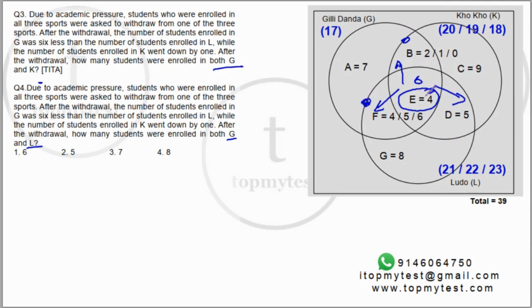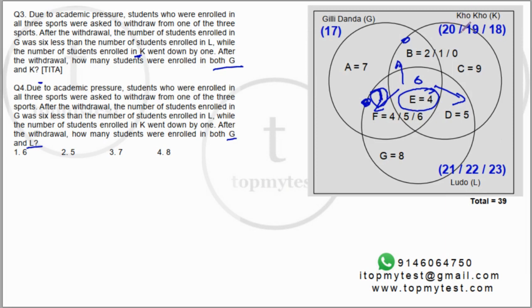Now, because they are moving out from all three sports, the number can only decrease, right? For example, if one person goes from here to here, Gilli Danda will decrease by 1. If one person moves from here to here, Kho-Kho will decrease by 1. If one person moves from here to here, Ludo will decrease by 1. So the numbers can only fall. It cannot rise any further. Now, we know the number of students who enrolled in K went down by 1. Kho-Kho went down by 1, which means one person moved here.